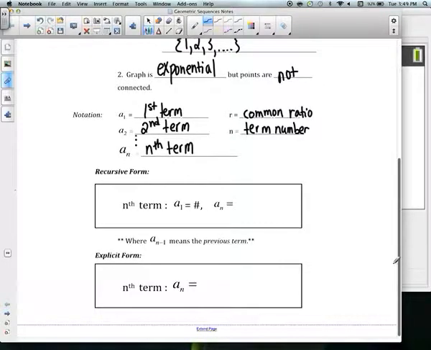With the intro, we already saw the formula. So we have the recursive: A1 is equal to a number, and AN is going to be the ratio times the previous term. And when you're filling the stuff in the formula, we're always filling in the R value and the A1 value.